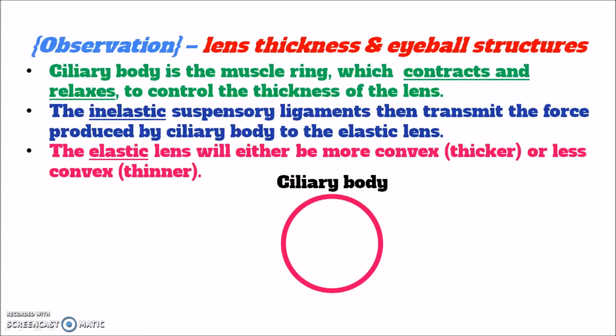Now, we know that the thickness of the lens will be changed during eye accommodation. However, according to the adaptive feature, the lens is just an elastic structure, so it cannot control its shape itself. Therefore, we need another structure to change the lens thickness. The structures are the ciliary body and suspensory ligaments mentioned before.